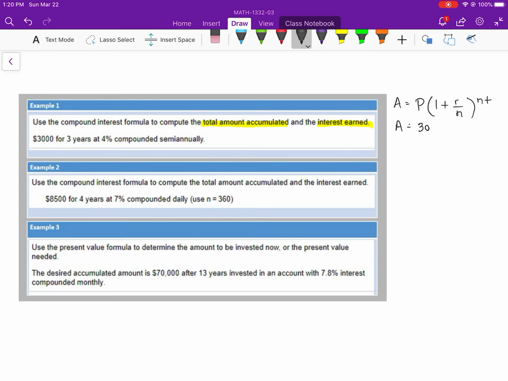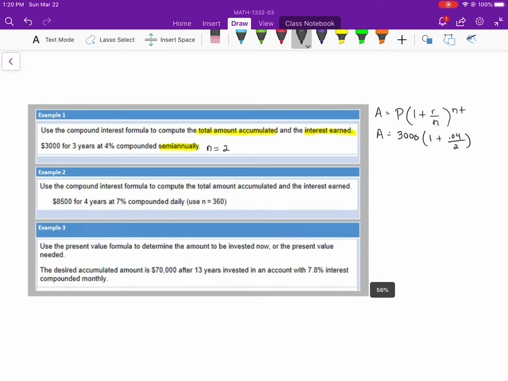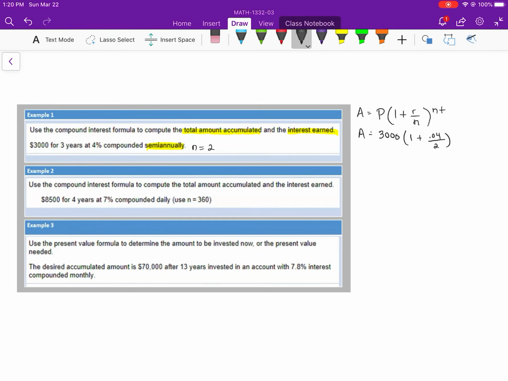We're looking for the accumulated amount equals $3,000 times 1 plus. Now my rate needs to be a decimal, so that's going to be 0.04 over. It's compounded semi-annually, very important here, so N is equal to 2. Semi-annually meaning that they're going to take it twice a year, so roughly about every 6 months. So N is 2. And then we're going to take that to the 2 times 3 power.